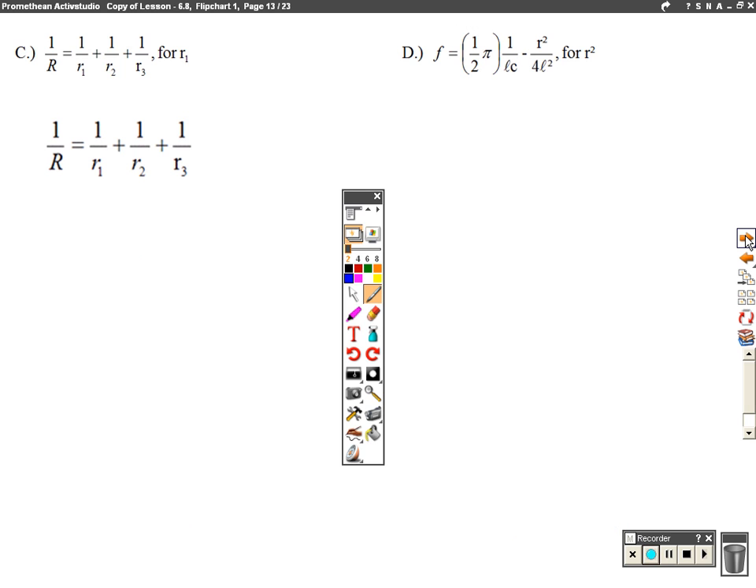All right, last two, a bit more challenging. Remember, for letter C, multiply through by the LCD for a good start. Your LCD is big R, R sub 1, R sub 2, R sub 3. And for letter D, I'm not even sure what this formula is for, but it is very complex looking, so my first step would be to clean this up and make it look a little bit more like a rational expression, like this.